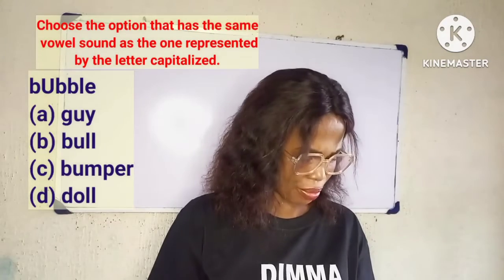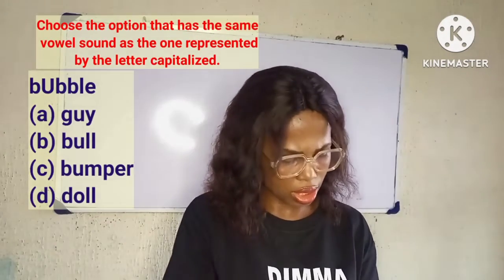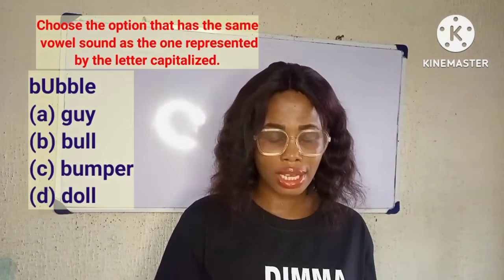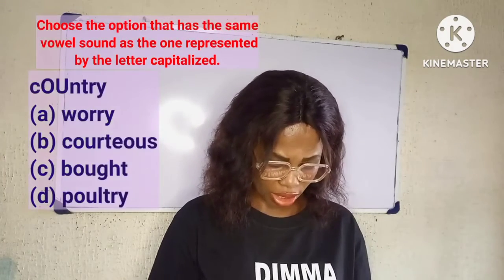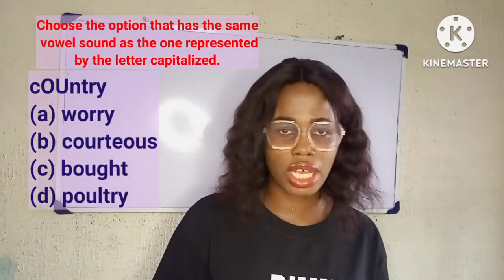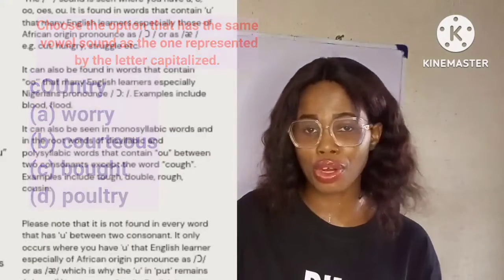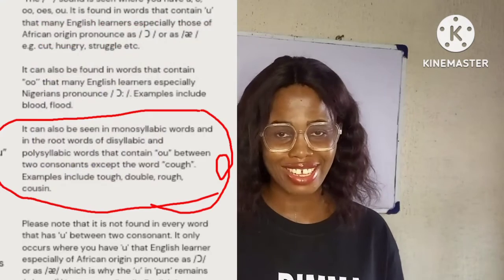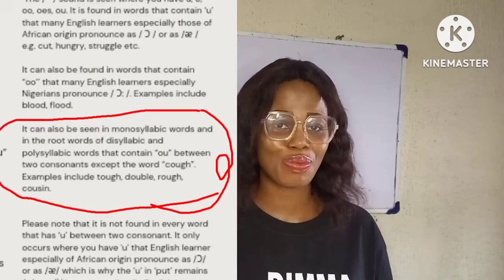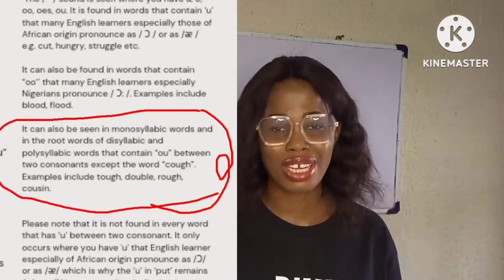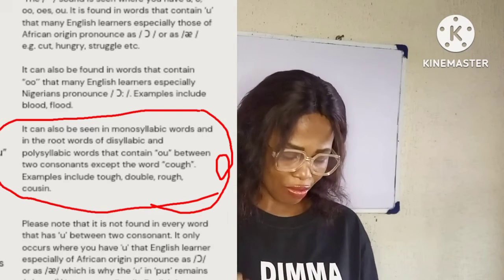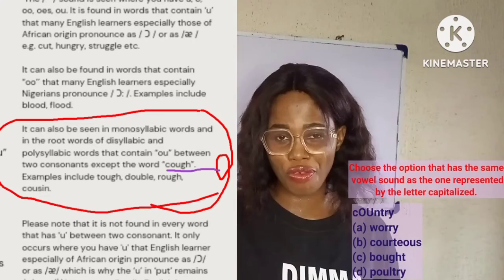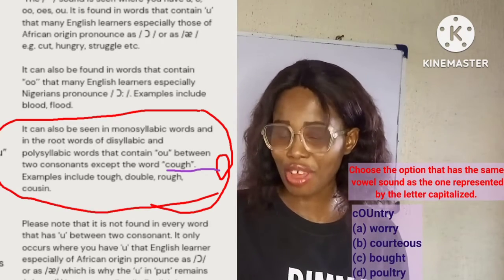Okay, this one is from JAMB 2010, okay, 2010 past questions. We have question 87, country, okay, country. Now, according to the Oral English Guide, when we have OU between two consonants, you should pronounce it as R, okay. So this word is not pronounced country, it's pronounced country, okay. When we have OU between two consonants, except in the word cough, okay, except in the word cough.